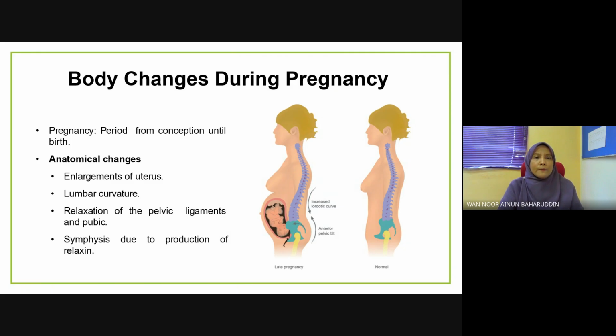Then, what are the anatomical changes? Enlargement of the uterus. The lumbar curvature becomes more curved in shape, unlike someone who is not pregnant. There is also relaxation of the pelvic ligament and the pubic symphysis due to the production of relaxin.